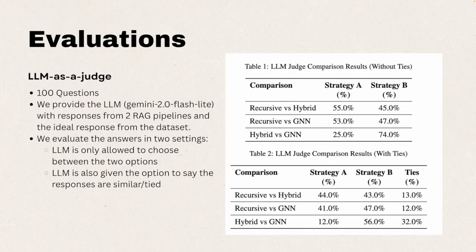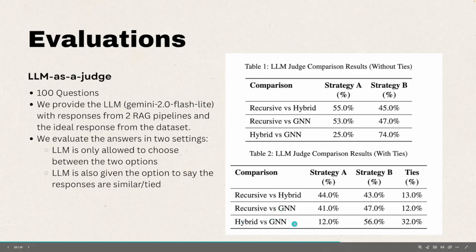These are the results from running LLM as a judge for evaluating the answers. The LLM was provided the correct answer and the responses from using different RAG pipelines. The results from the evaluations are shown on the right. We can see that the GNN-based approach is comparable to the recursive text splitting and does better than the simpler hybrid graphs we had.